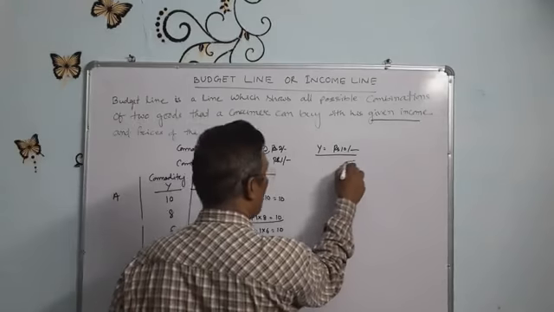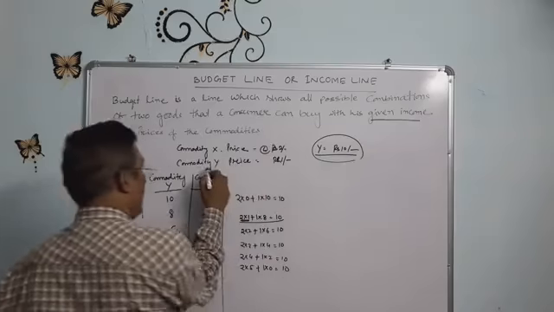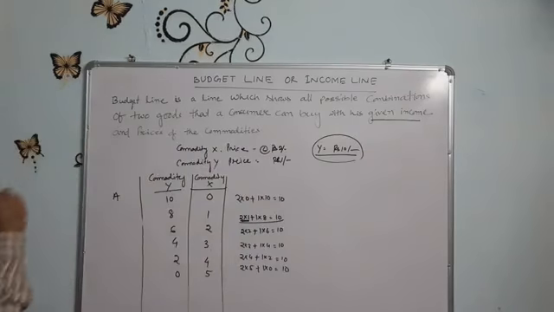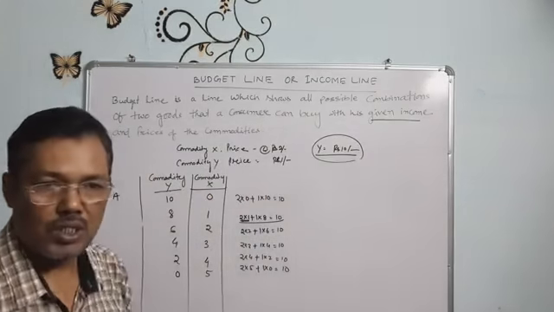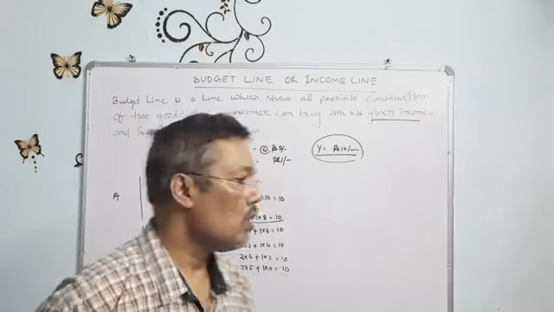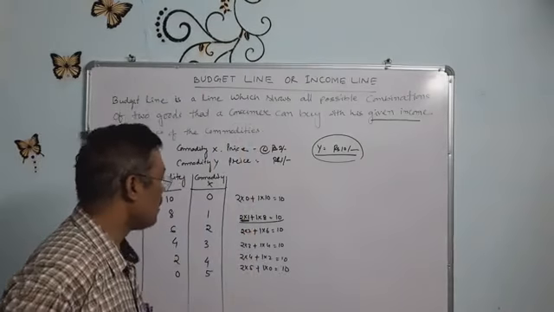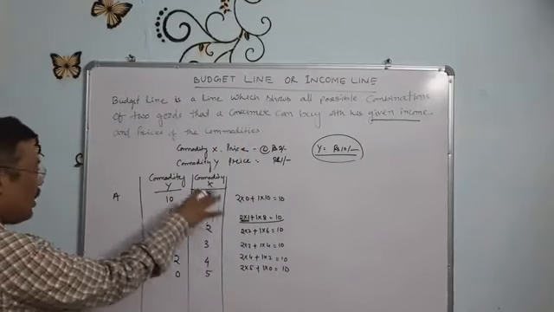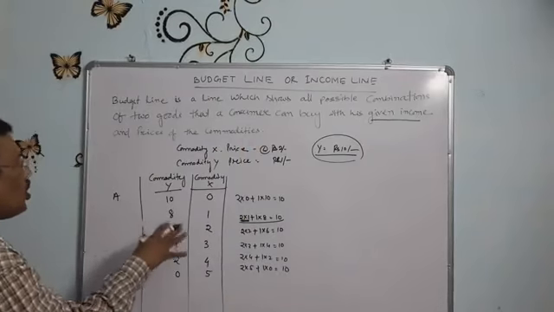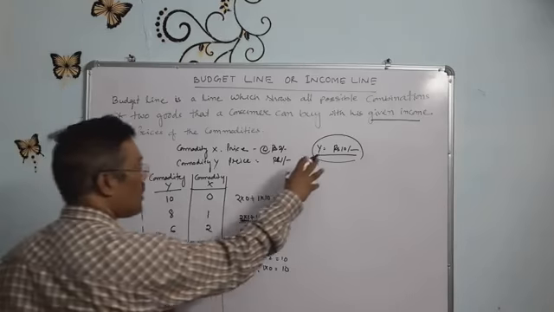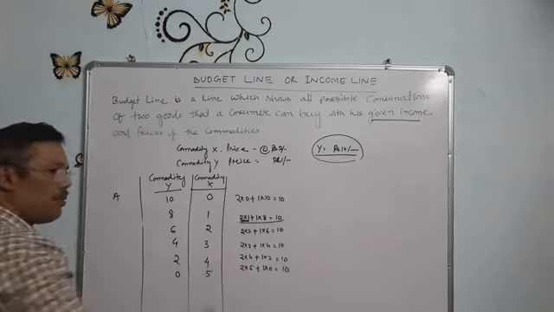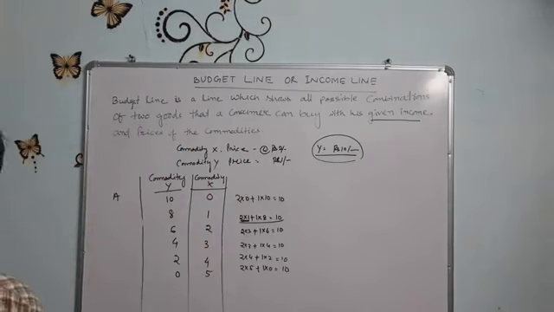I have written here income is rupees 10, and given the price of the commodities, that is commodity X price is rupees 2 and Y price is rupee 1. So these are the possible combinations of two goods, and this is the given income and this is the given price. This is to be called the budget line or income line.